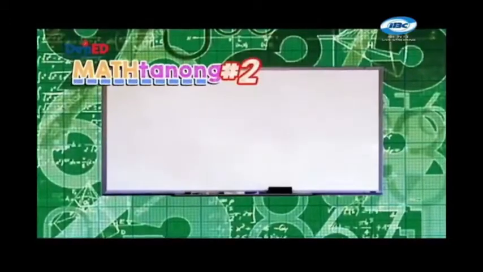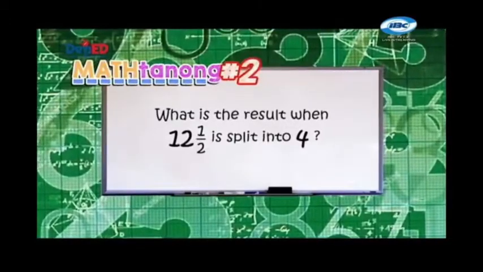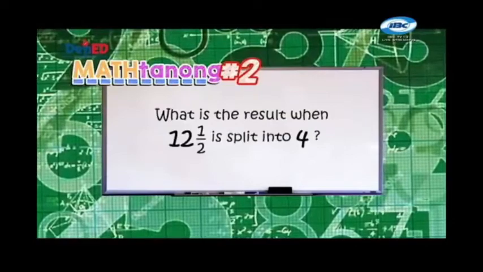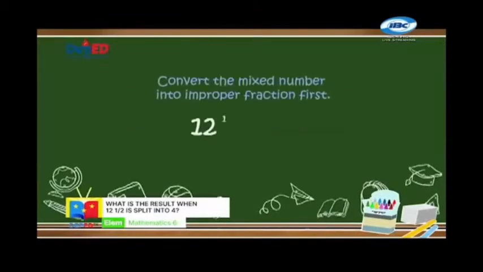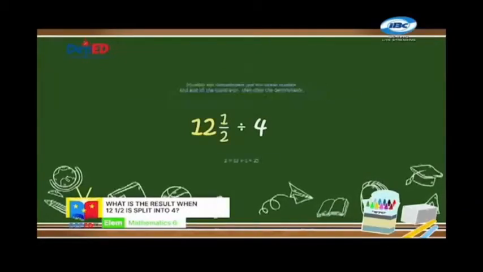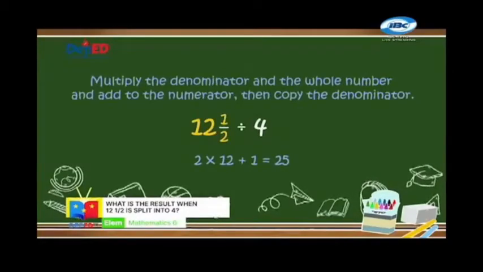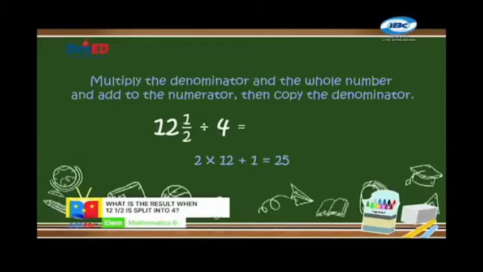Matanong number 2. What is the result when 12 1/2 split into 4? The word split means divide. To get the results, 12 1/2 divided by 4. First, change 12 1/2 to improper fraction. In changing mixed number into improper fraction, multiply the denominator by the whole number and add to the numerator. 2 times 12 plus 1 equals 25.